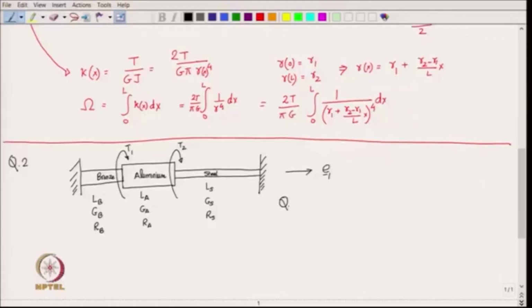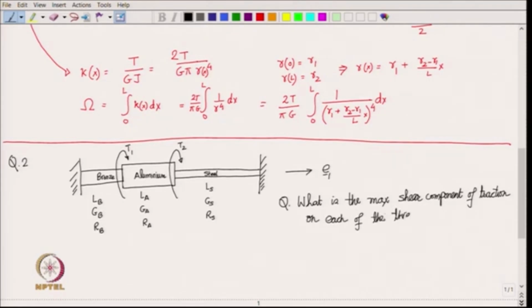All right. Now, what we have to find out is what is the maximum shear stress that is generated in each of the 3 components of this shaft. Okay. So, the question is: what is the maximum shear component of traction on each of the 3 shafts.